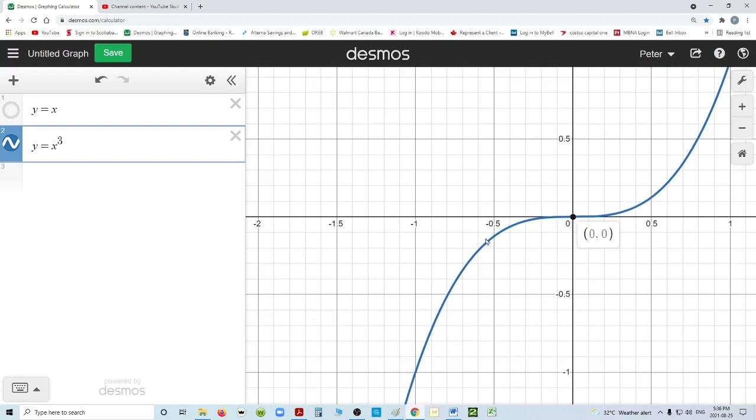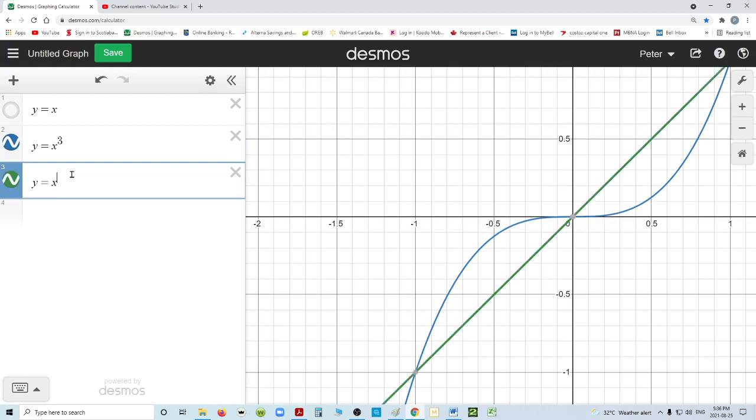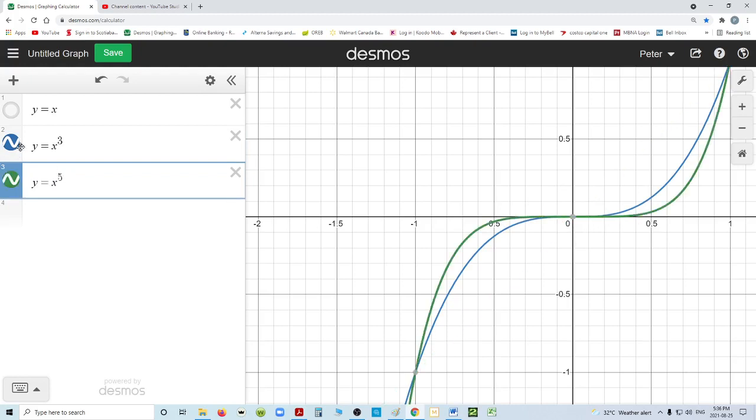Now you might say that's not a turning point, but it kind of does a double wiggle there. And so, I mean, technically it flattens out and then continues. Let's look at an x to the power 5. It's going to look very similar to that. You might say, well, I don't really see a difference.